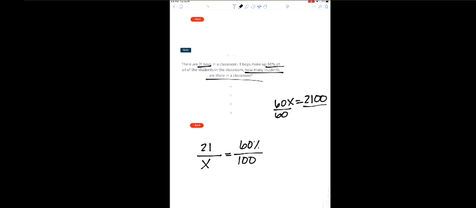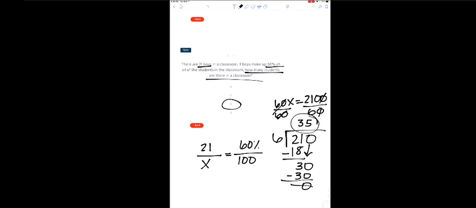We're going to divide by 60. We're going to eliminate a 0. And we're going to do 210 divided by 60. So 6 goes into 21 3 times. 21 minus 18 is 3. We bring down the 0. 6 goes into 30 5 times. 6 times 5 is 30. 30 minus 30 is 0. And I've brought down all the numbers, so I'm done. So what's the total number of students in the classroom? 35 students.